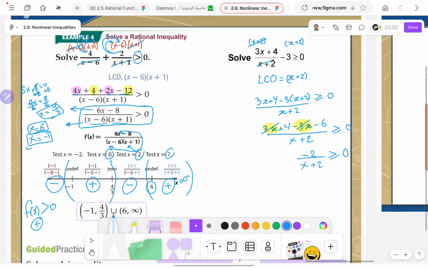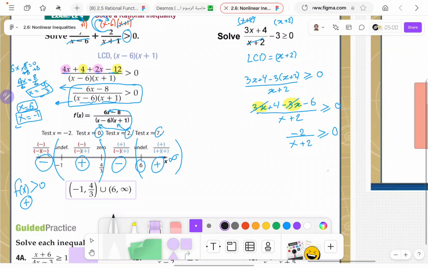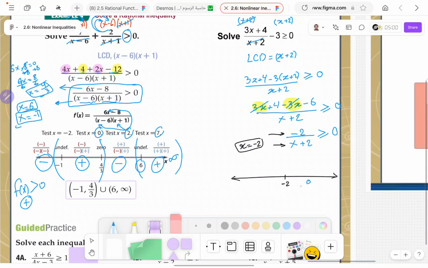Next, let's make now the sign chart after we know it. So the sign chart is here. Now what are the 0s? I don't have 0 in the numerator, so I have only 0 in the denominator. So x is equal negative 2. Now let's replace negative 2 in my sign chart. So let's pick now random values. Sorry, negative 1 is greater than negative 2. Let's pick less than negative 2, negative 3, and let's pick 0 here.